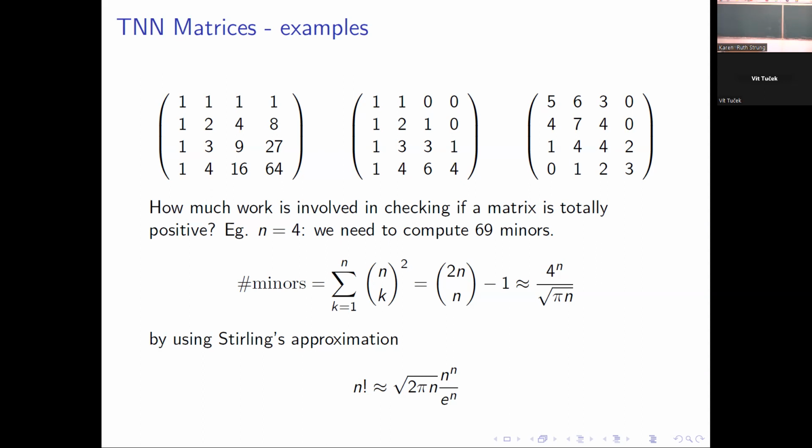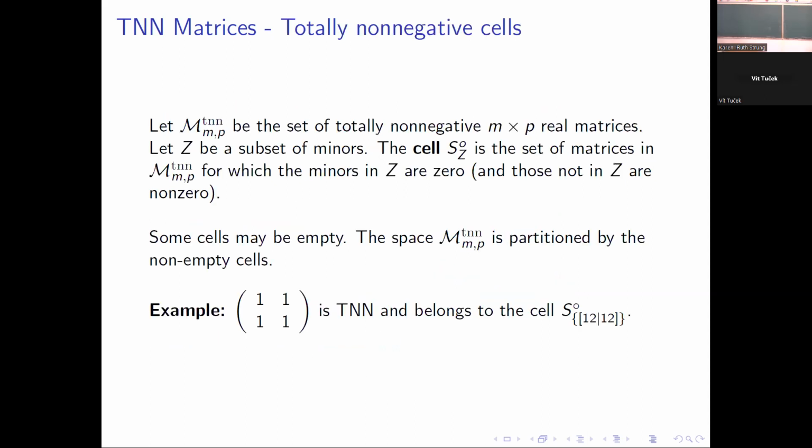Right. So this is bad news. It's a very easy concept a priori to test whether a large matrix is totally non-negative or totally positive, yet you have in front of you a computationally difficult problem. But there are solutions to this, which I'm not going to discuss at all today. What I would like to discuss is the composition of the space of totally non-negative matrices.